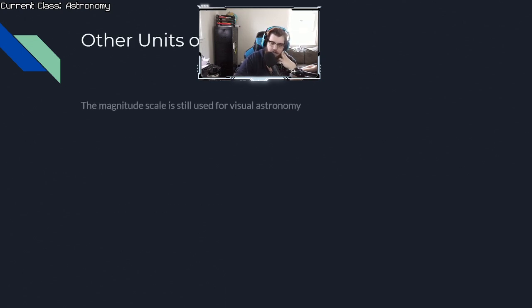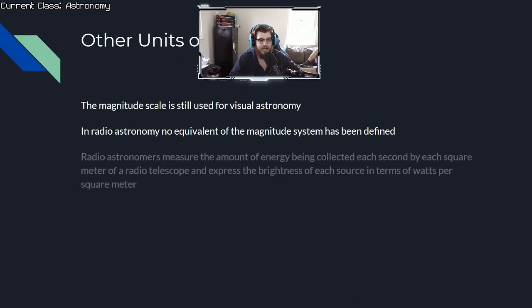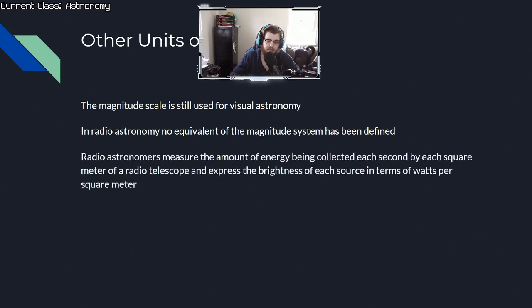Now, to finish up this section: other units of brightness. The magnitude scale is still used for visual astronomy. Thing is, in radio astronomy, no equivalent of the magnitude system has been defined. They didn't make one. Radio astronomers measure the amount of energy being collected each second by each square meter of a radio telescope, and they express the brightness of each source in terms of watts per square meter.